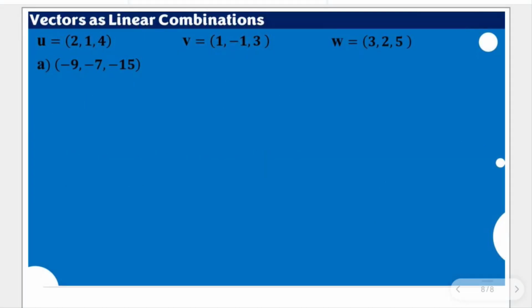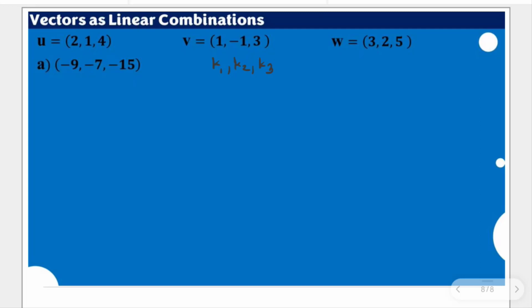To show that this vector A, which is -9, -7, -15, is a linear combination of vectors u, v, and w, we need to show there are certain scalars, since we have three vectors here, k sub 1, k sub 2, and k sub 3. We will need to show that all of these scalars exist. If we cannot show that they exist, then the vector -9, -7, -15 is not a linear combination of vectors u, v, and w.